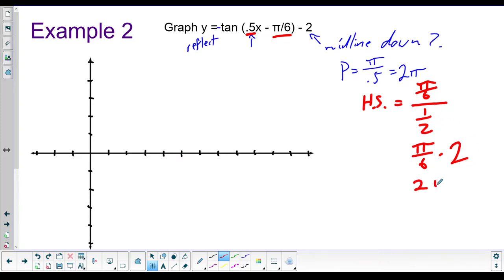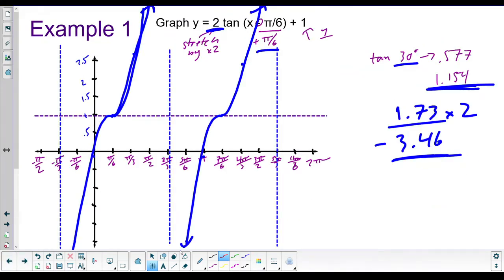So this could be 2 pi over 6, and then 2 and 6 reduce to pi over 3. Because this is negative, that makes h positive, and we're going to go right pi over 3.